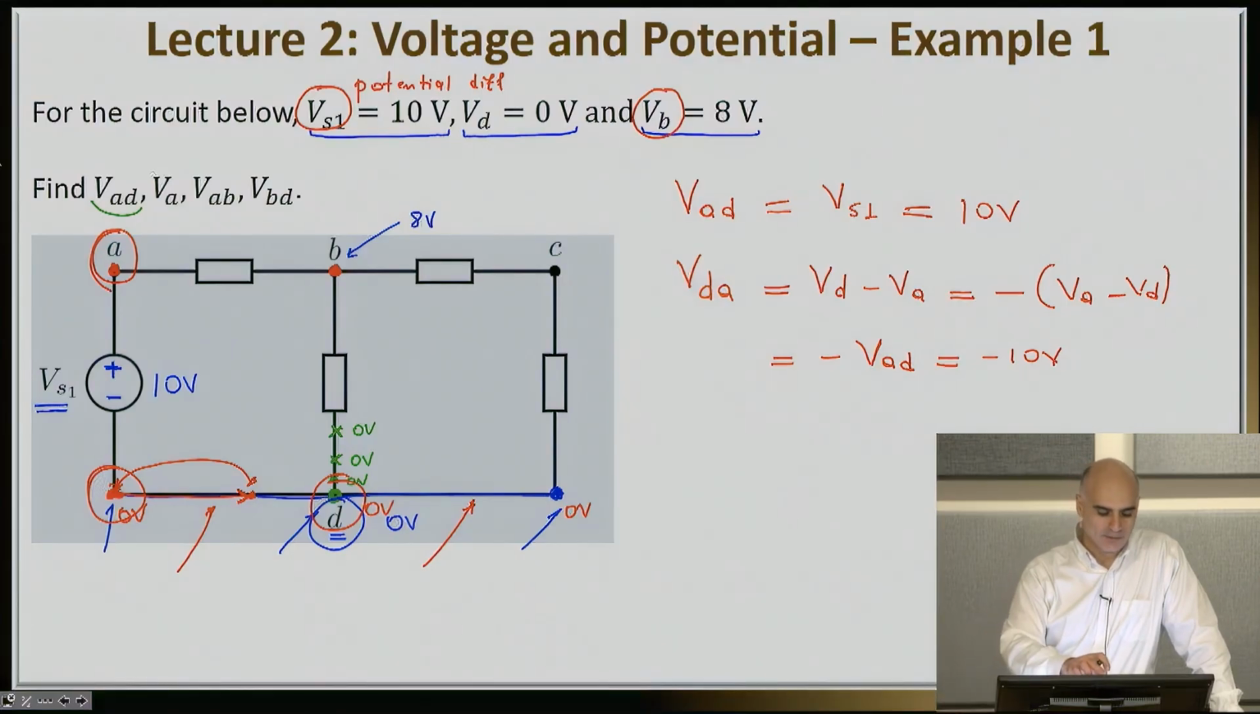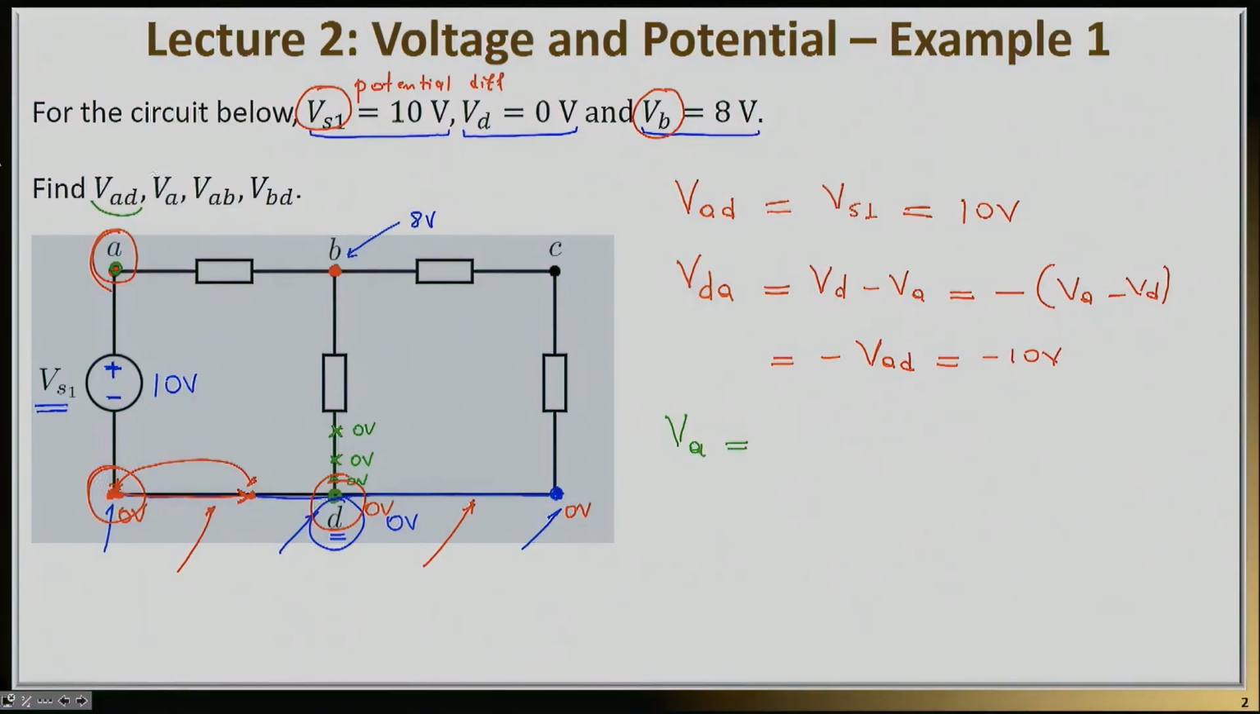Now let's proceed with VA. VA, which is the absolute voltage at node A, is nothing else but VS1 plus, of course, VD, which is 0, and that means that VA is 10 volts. So clearly, VA is nothing else but VS1 volts above VD, and since VD is equal to 0, this is equal to 10 volts.